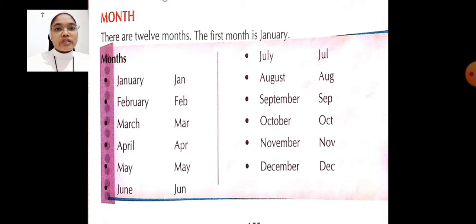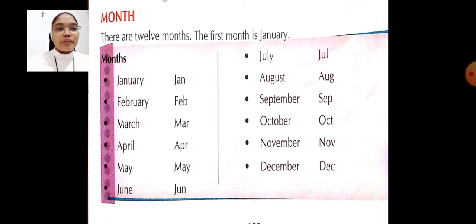Dear students, you see January. The short form of January is JAN. February. The short form of February is FEB. March. March short form is MAR. April. April short form is APR. May. MAY. June. JUN. July. July short form JUL. August. AUG. September. SEP.